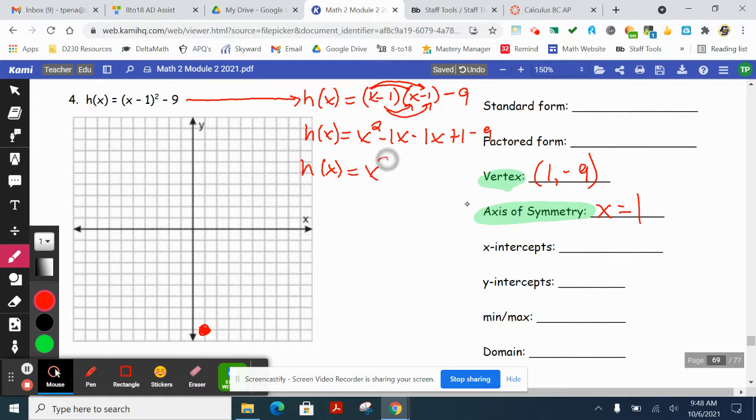So you're going to get your x squared. Then a -1x and a -1x put together is a -2x. +1 and a -9 is a -8. Once we've multiplied and combined our like terms, what that results in is standard form. So whether it's in factored form or vertex form, to get to standard form, you're just multiplying everything out.